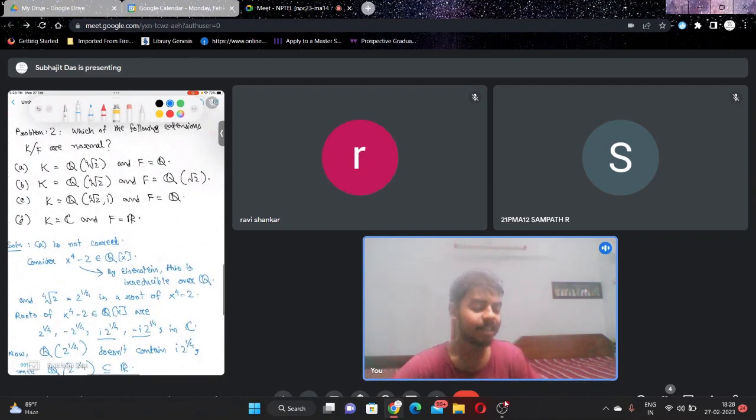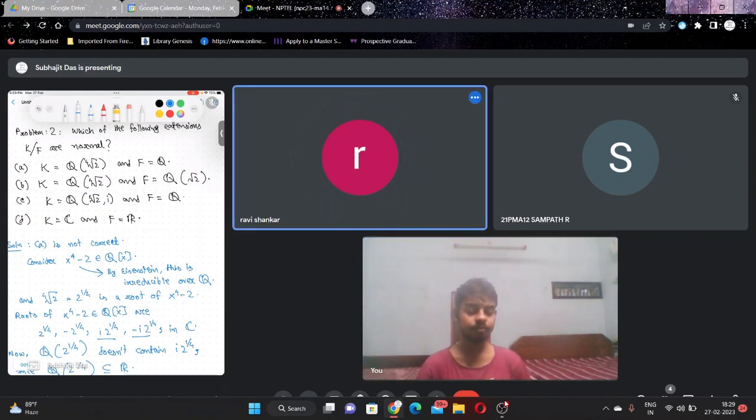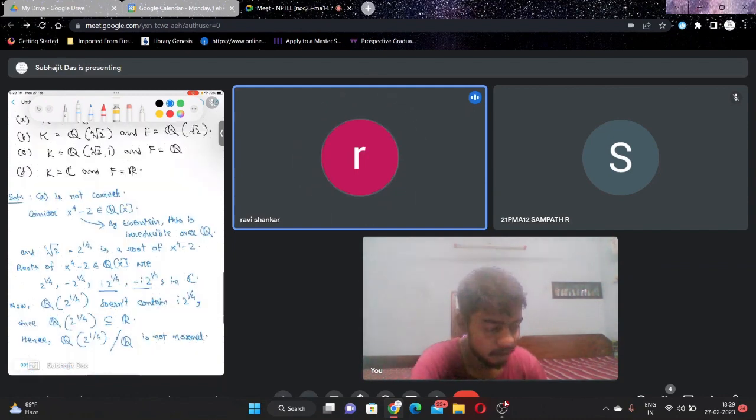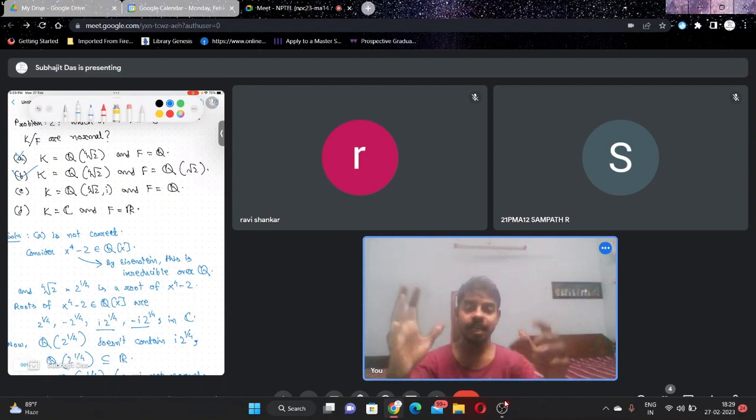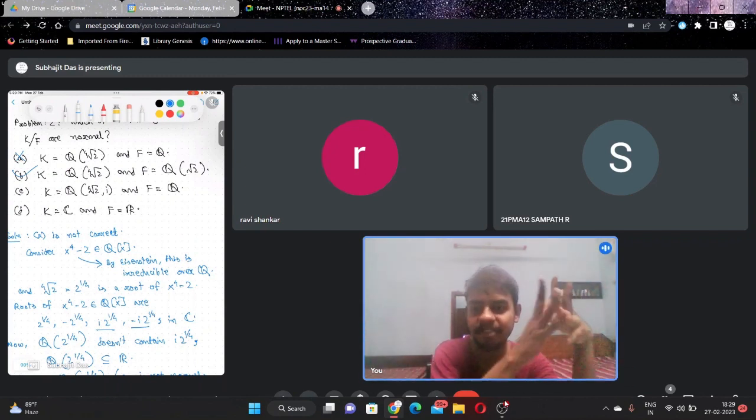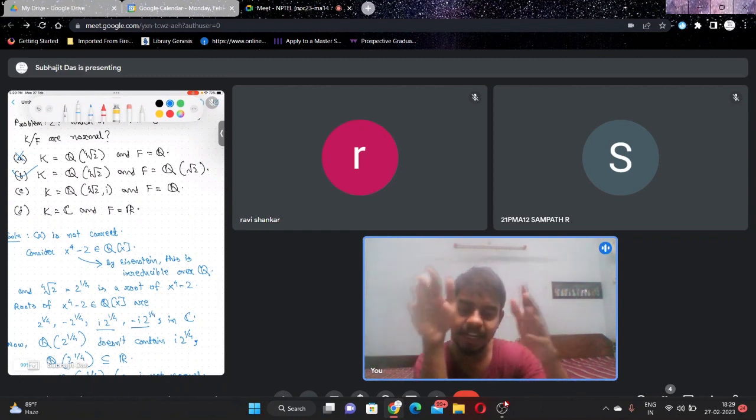Option B says that K is Q adjoined with fourth root of 2 and F is Q adjoined with square root of 2. So is K over F normal? No, no. Option B will be correct actually, because as I just said, finite normal extensions are the same as splitting fields. Every finite normal extension is a splitting field of some polynomial over the base field.